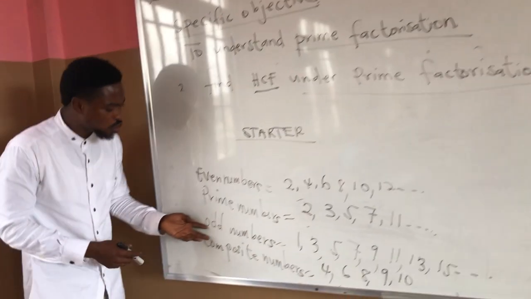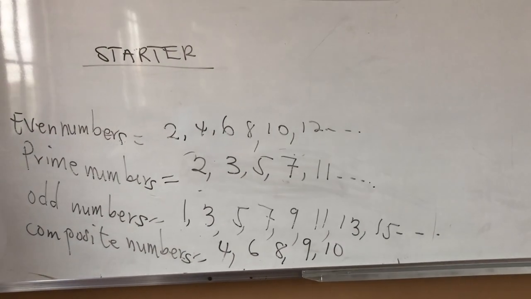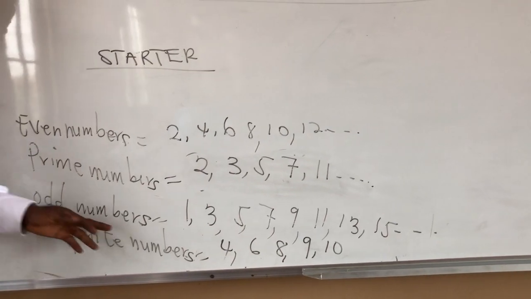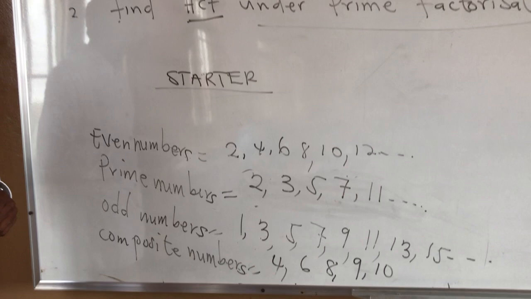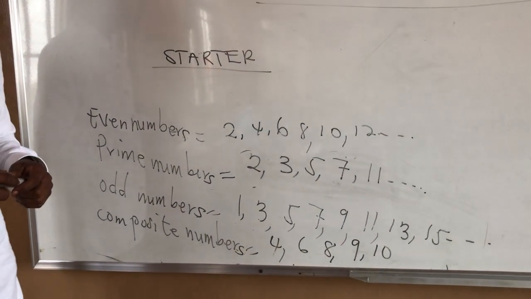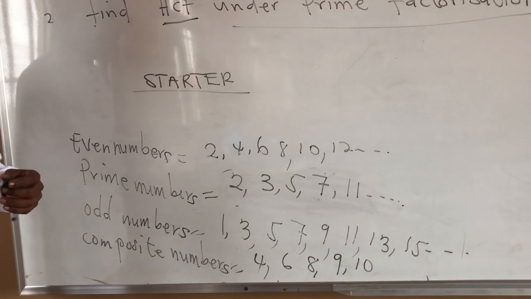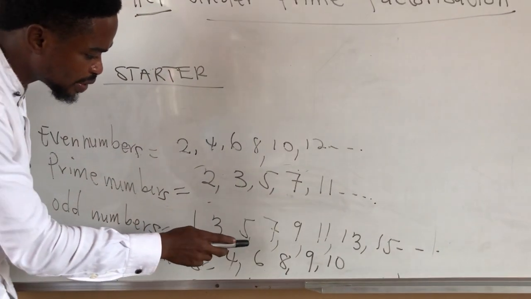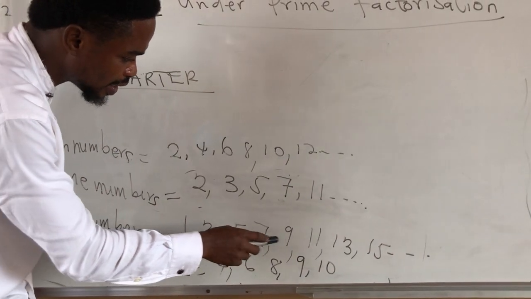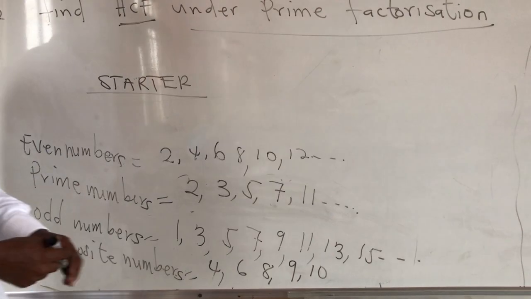The next one is odd numbers. What are odd numbers? Odd numbers are numbers that cannot be divided by 2. It means there will be a remainder. So the odd numbers are 1, 3, 5, 7, 9, 11, 13, 15, and so forth.